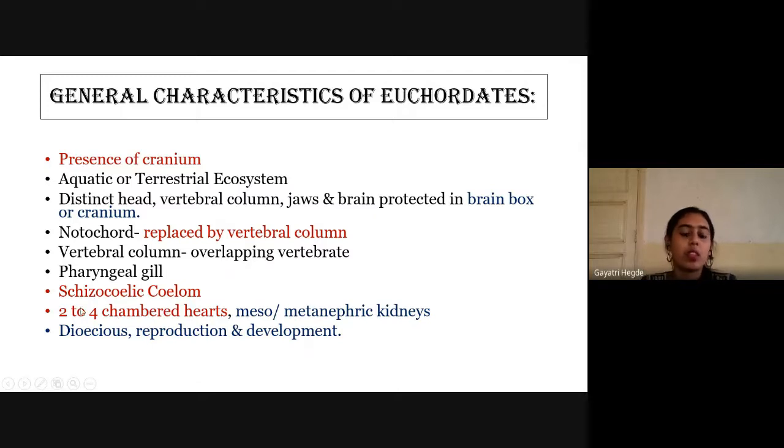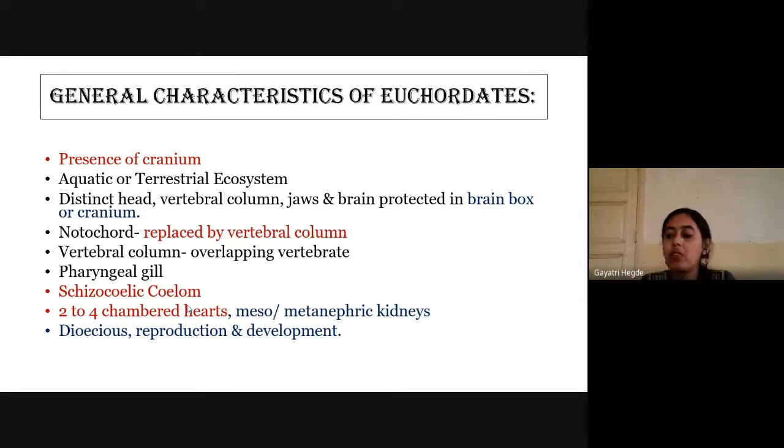Okay. Then their hearts can be 2 to 4 chambered, like two chambered heart is seen in Pisces, whereas three chambered in reptilia, four chambered in mammals. Crocodile also has four chambered.